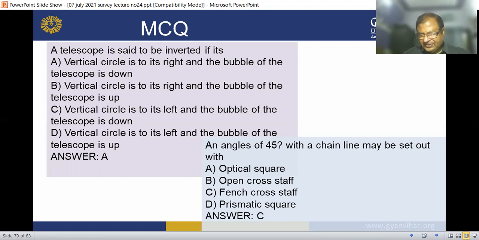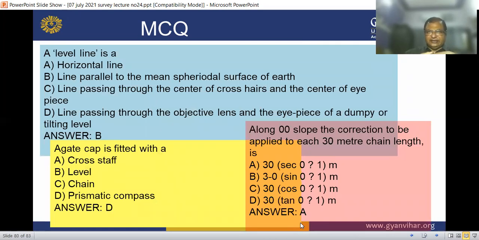Question: an angle of 45 degrees with the chain may be set out with which instrument? The correct answer is C, French cross staff. And next question: a level line is called what? A line parallel to the mean spherical surface of the Earth, so the correct answer is B. And a gate top is fitted with what? The answer is D, prismatic compass.